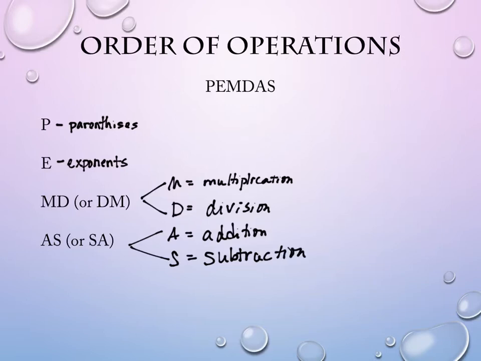Now, the actual acronym itself very much makes it look like multiplication comes before division and addition comes before subtraction, right? That's what it looks like. That's actually not true. Multiplication and division are the same operation. They can be thought of in exactly the same way, right?